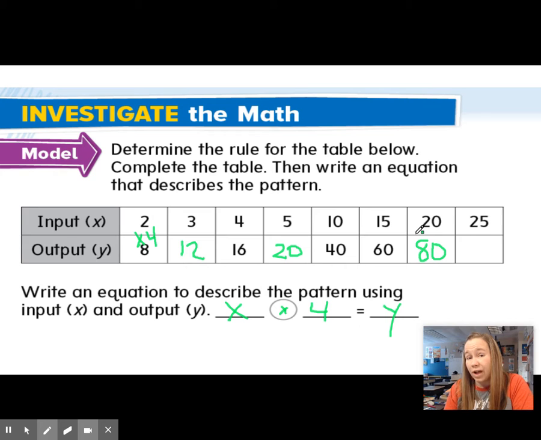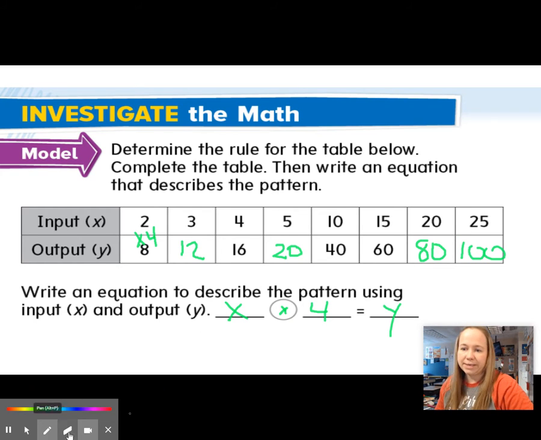25 times 4, well, 25 cents is 1 quarter. And how much money is 4 quarters? 1 quarter, 25 cents. 2 quarters, 50 cents. 3 quarters, 75 cents. 4 quarters, $1. So our answer is 100. Great. All right.